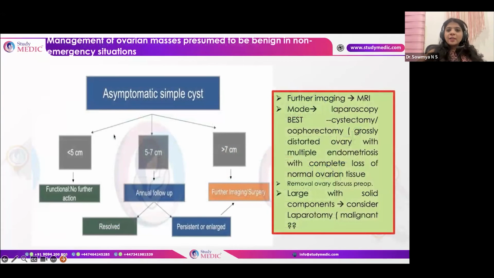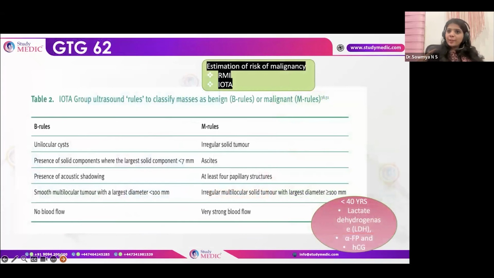Ovarian masses, very simple and easy. Premenopausal women, less than 5, nothing to be done. 5 to 7, annual follow-up. More than 7, obviously, you will need to do further imaging before the surgery. Further imaging would be the MRI. And if you want to do the surgery, the best would be laparoscopic cystectomy. You always try to salvage the ovary. But if you suspect malignancy, then the laparotomy would come into the picture.